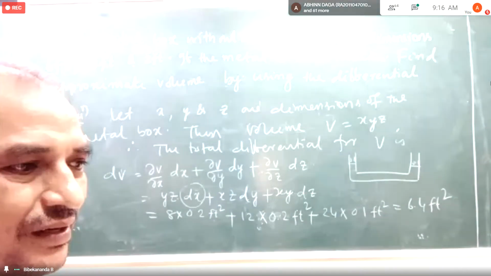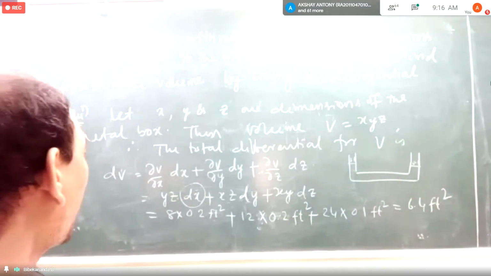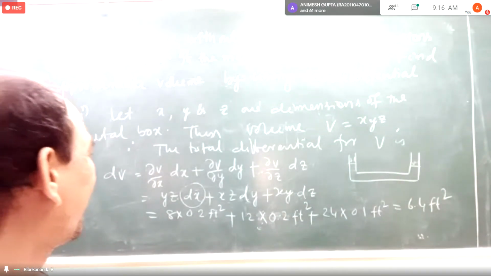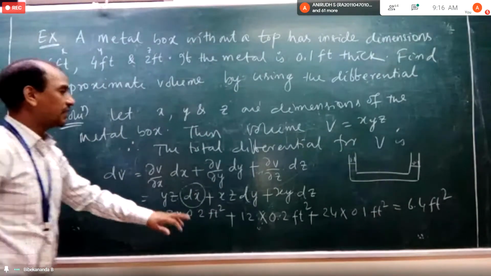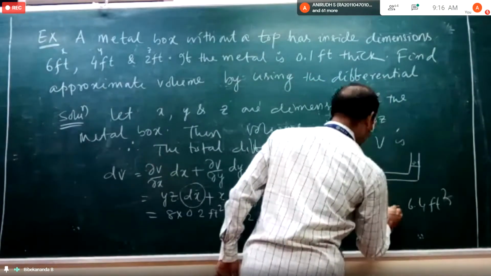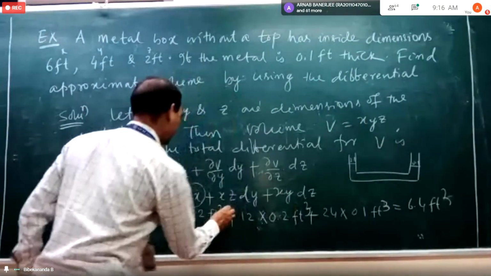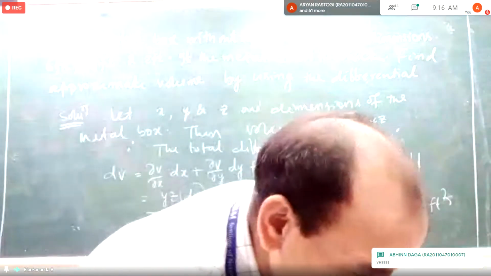Excuse me, sir. The unit should be feet cube, sir. Why? Because you are multiplying three values. You wrote feet square, sir. It must be cube. This will be cube. Fine. Okay. Thank you.